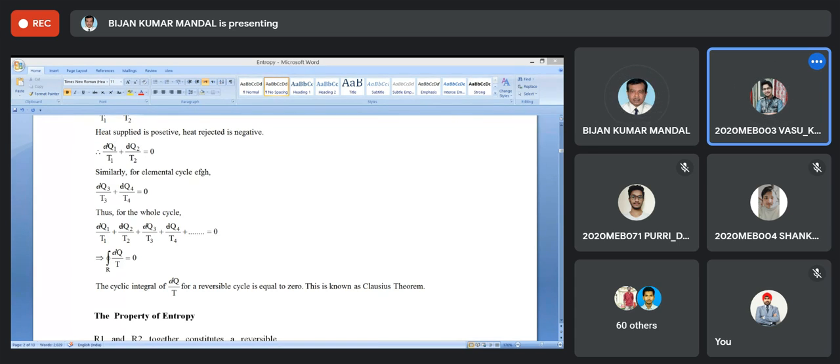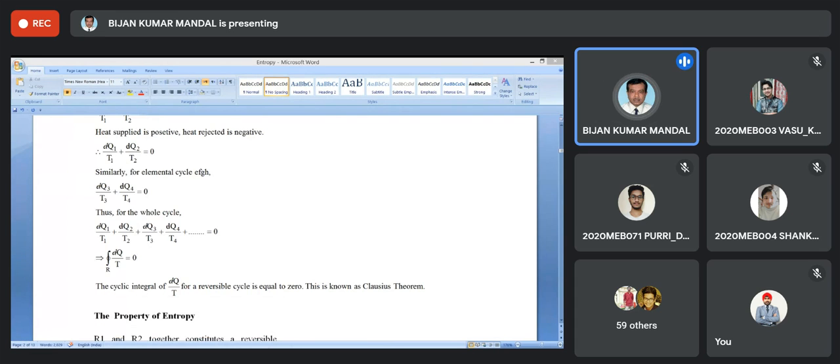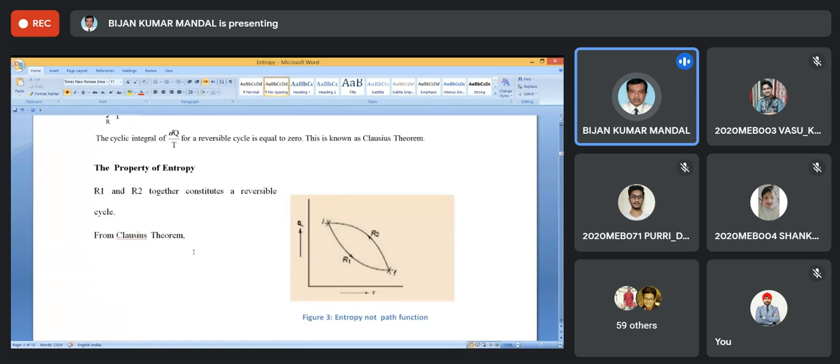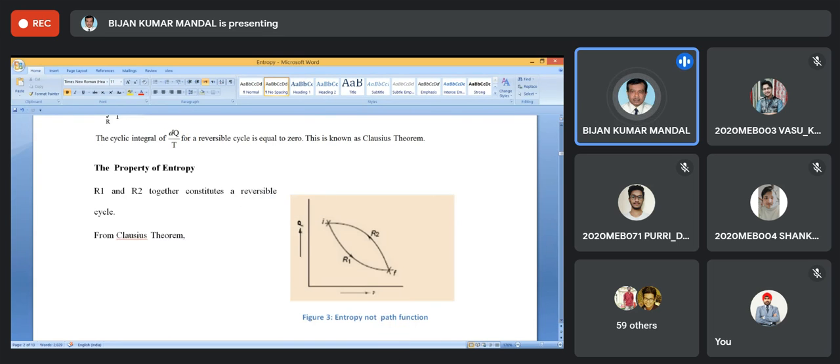Yes. So finally we have landed with the cyclic integration of dQ by T being equal to 0. Now let's see what it means. This will give you the concept of entropy. Now let us say this curve. Here we are talking about a cycle which is running between I and F.